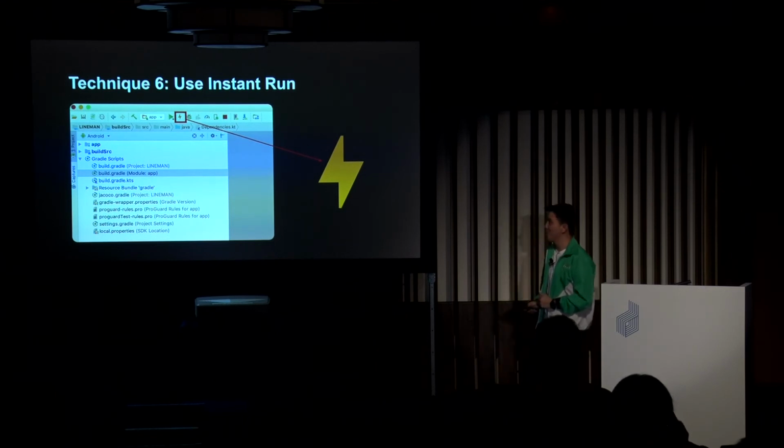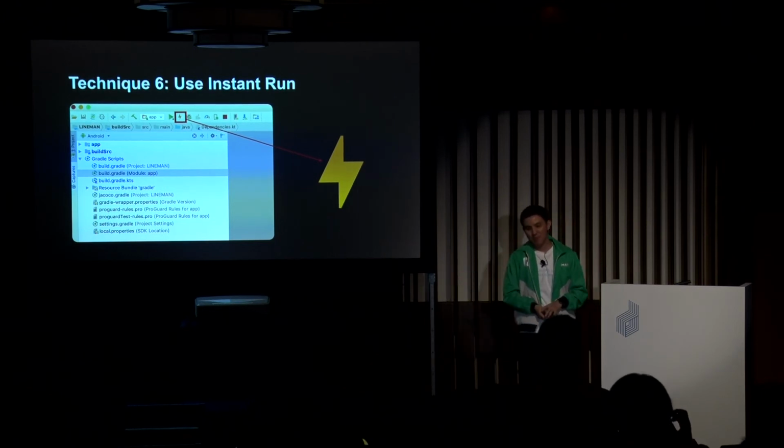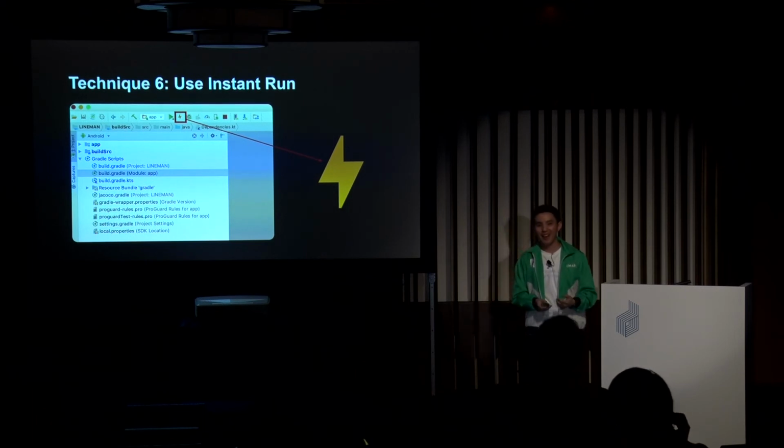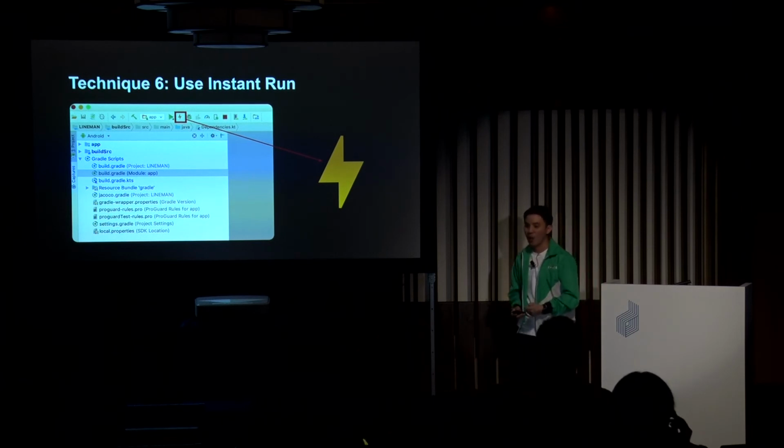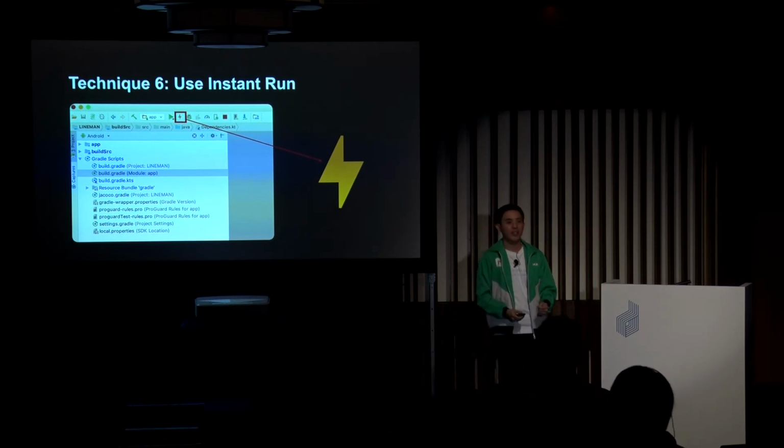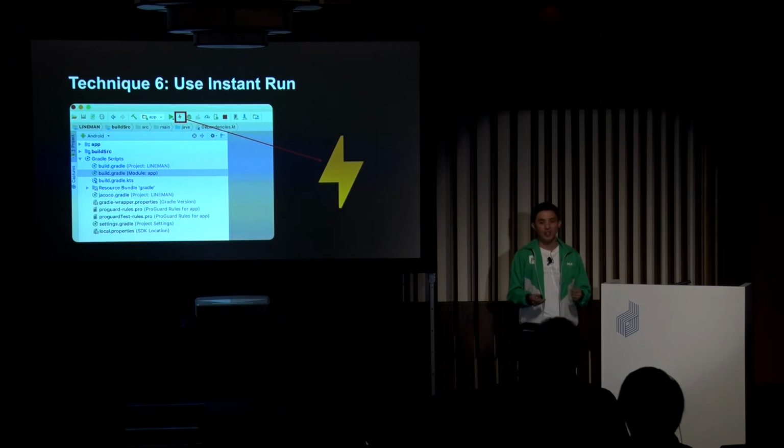But if you press the thunder symbol, we call it the apply changes button. It will try to do Instant Run. It will try to run a warm and hot swap first. So the code changes you made will be deployed directly to the live process. You don't need to restart your application.